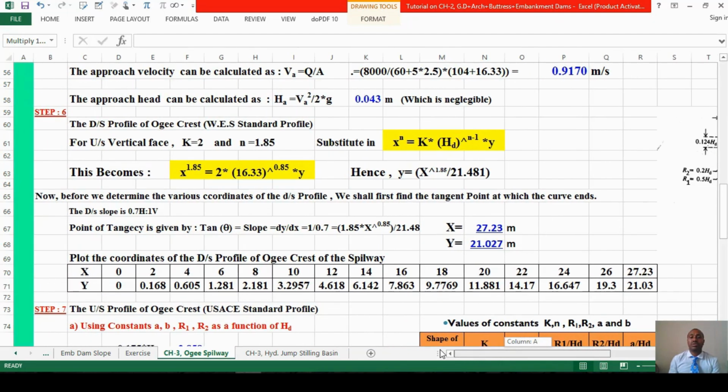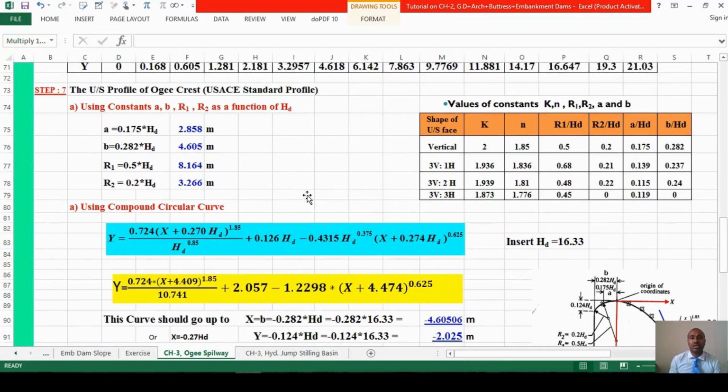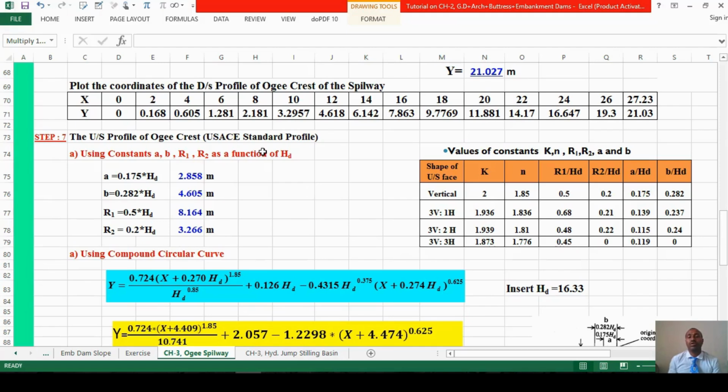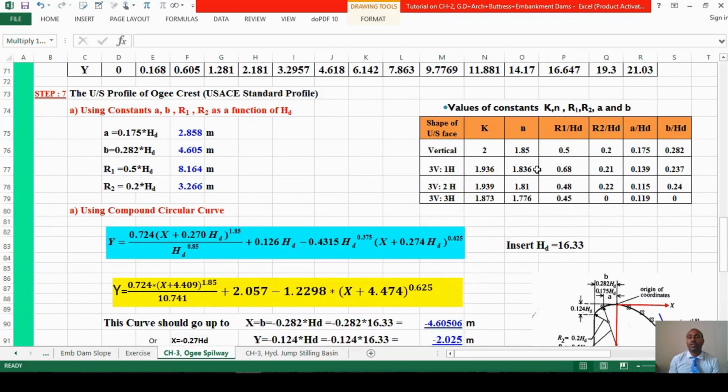The next step is the upstream profile of the ogee crest. To get the upstream profile according to the USACE standard profile, you use constants A, B, R1, R2 as functions of HD, just from the table. From this table, for the vertical upstream face, you have R1 over HD 0.5, R2 over HD 0.2, A over HD 0.175, B over HD 0.282. So you simply crisscross, then you get the value of A and the value of B. You simply multiply by these from the table, so you get the values of A, B, R1 and R2 for upstream.